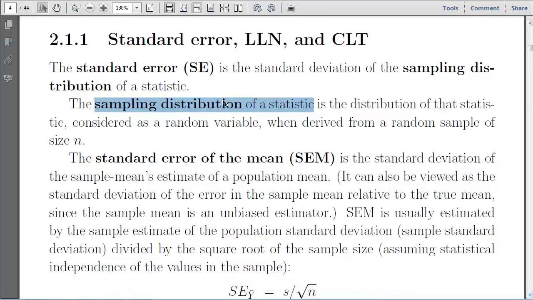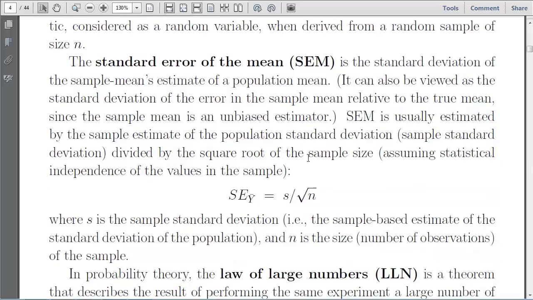Now, the standard error is the standard deviation of that sampling distribution. In particular, the standard deviation of the mean, SEM, is the standard deviation after that scenario that I just provided, where you calculate many y bars from many independent samples and you have this distribution. This is the standard deviation of that distribution. That's the standard error of the mean.